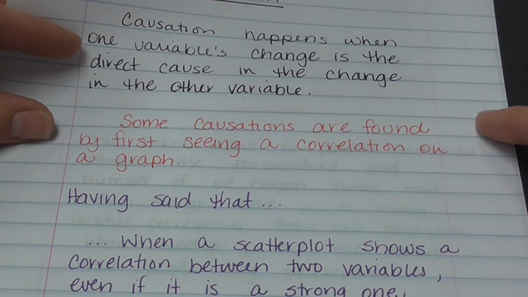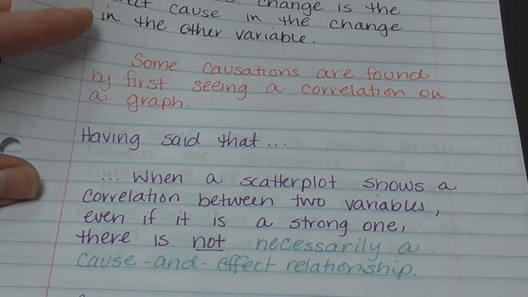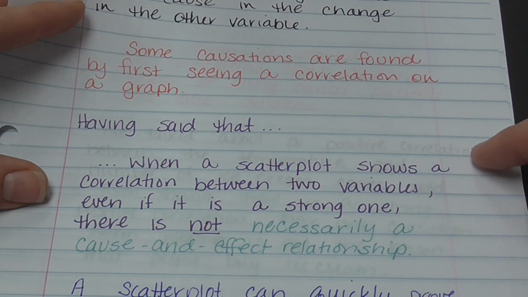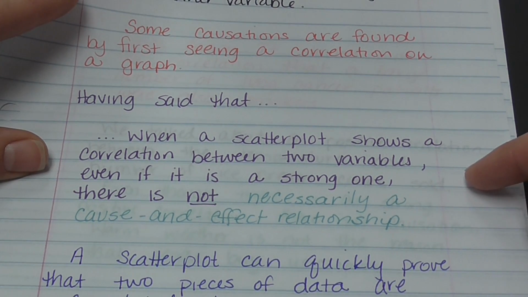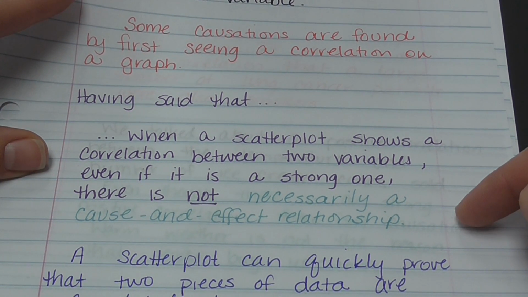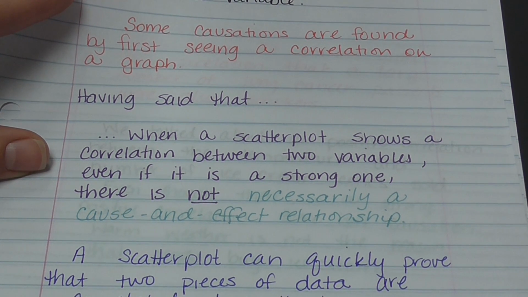Some causations are found by first seeing a correlation on a graph. Having said that, just because something is correlated, so when a scatter plot shows a correlation between two variables, even if it's a strong one, it doesn't necessarily have a cause and effect relationship. So just because there's a strong correlation doesn't mean there's necessarily a causation.